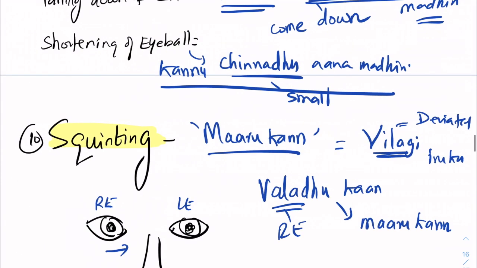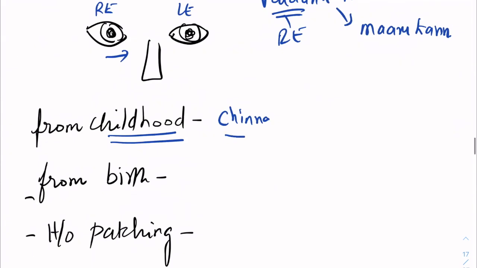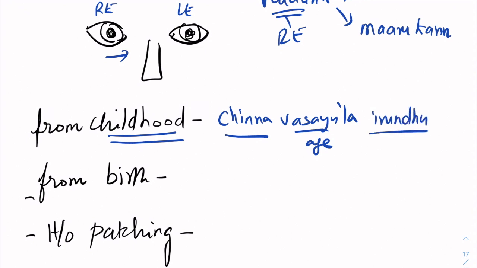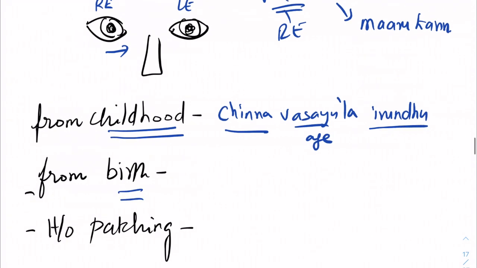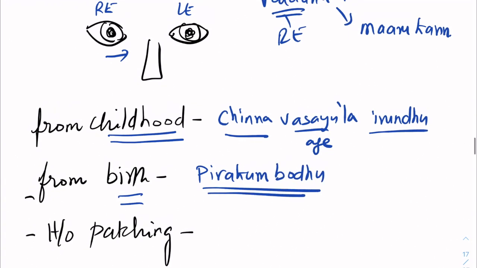We saw chinna means small or shortening. So child means the child will be very small. So chinna vayasu means young age. Vayasula irundu, from your childhood. சின்ன வயசுல இருந்து மாறுக்கண் இருக்கா? From birth means what? Birth is பிறக்கும்போது. பிறக்கும்போது means from birth. மாறுக்கண் இருக்கா?